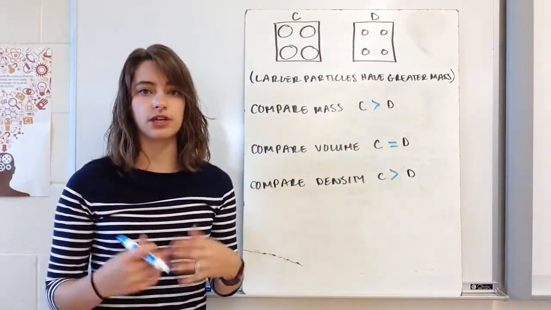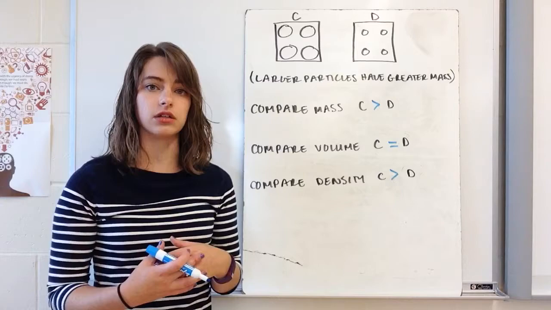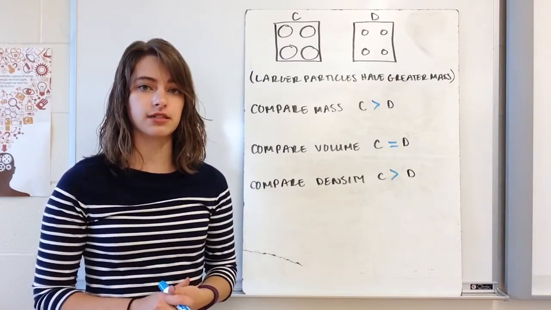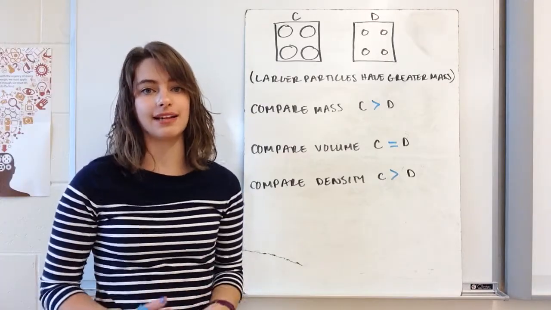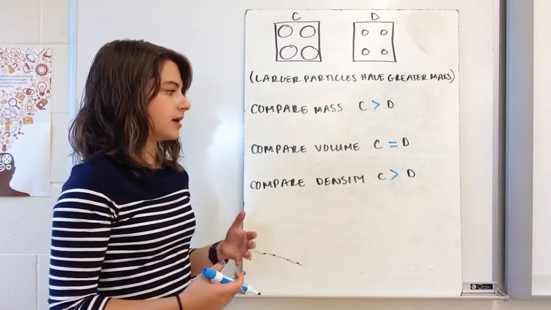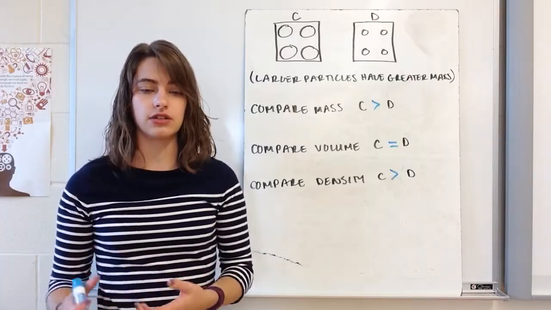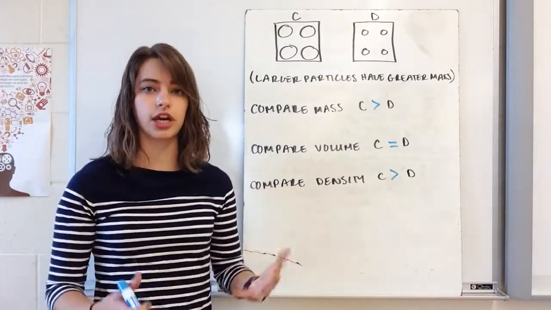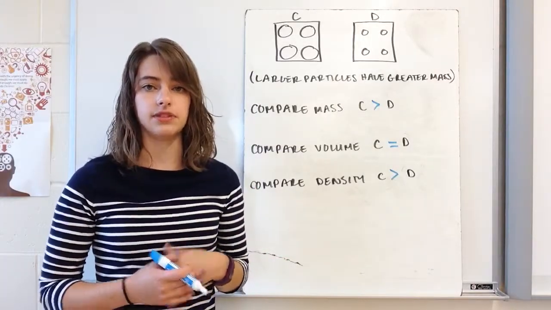You could also do this by changing the volume. If you keep the mass the same, but make one box bigger or smaller, you can use that to show how density is different between the two objects. The main thing to keep in mind is that density is a ratio between mass and volume. So it's not something that you can only change by changing one thing. You can change the mass, you can change the volume too, and when you're drawing particle diagrams, you can change how you represent those things to change how you represent different densities.